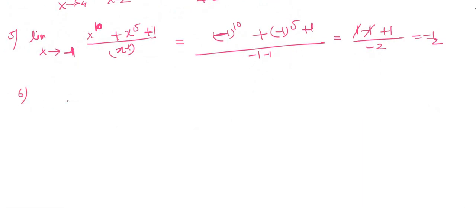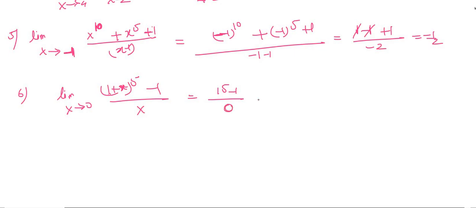Next question, sixth. Limit x going to 0, (1 plus x) power 5 minus 1, by x. Now put 0. 1 plus 0 is what? 1. 1 raised to power 5 minus 1 by 0. So 1 minus 1 by 0, that is 0 by 0. So this is a problem. This is not accepted as an answer. Correct. So what will we do? Either we will simplify or we will apply a formula. So let's see.